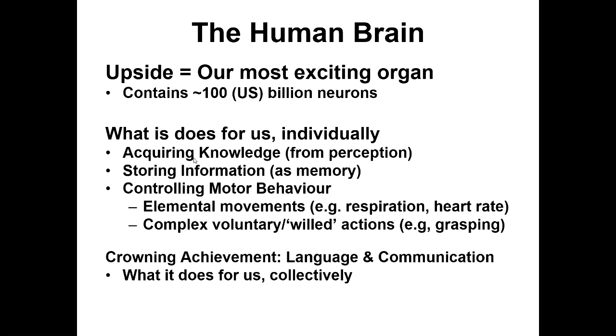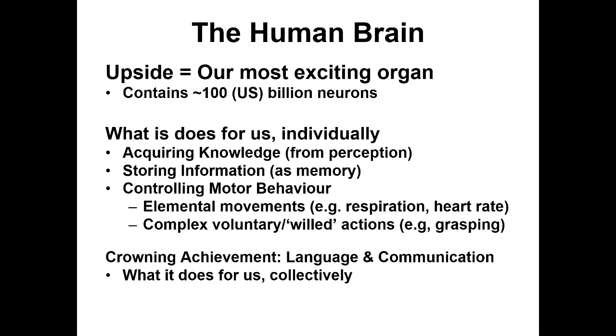For example, it allows us to acquire knowledge from different forms of perception. It allows us to store some of that knowledge, some of that information, in the form of long-term memories. The brain also controls all of our motor behaviour. You remember motor is a jargon term which means movement.